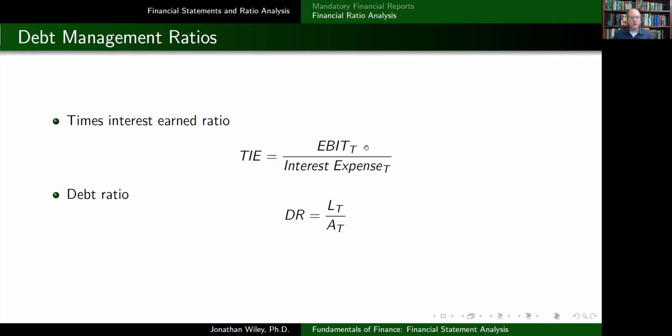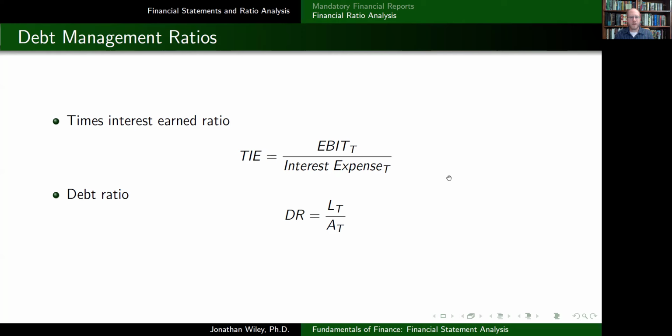Okay. And notice that both of these are normally income statement items. So these are related to a period of time. So EBIT stands for earnings before interest and taxes over whatever period you're looking at, divided by the interest expense for whatever period you're looking at. So as of whatever set of financial statements you're examining.